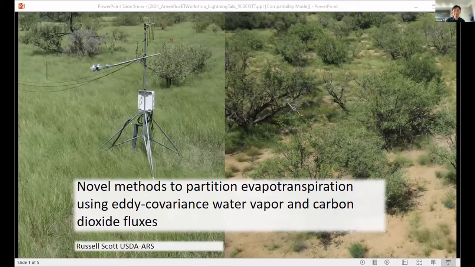Good morning or good afternoon, everybody. Thanks for coming today and listening to these. I'm really enjoying these exciting talks and interesting applications looking at evapotranspiration. So this is just an overview of one of the methods that we came up with recently to partition ET based on long-term flux measurements.